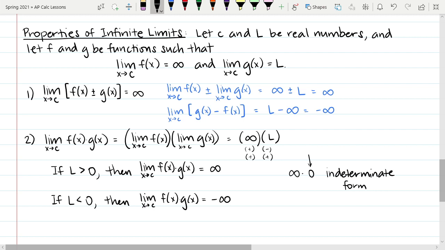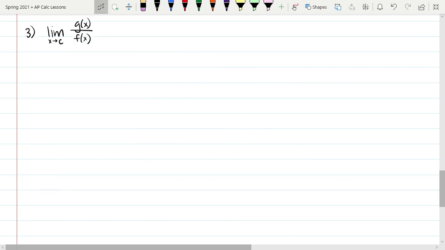All right, one more property here. This last property is the limit as x approaches c of, now pay close attention to the order here, g of x over f of x. Okay, specifically g of x over f of x. Now last week, again, you learned that if you have the limit of a quotient, that's going to be the quotient of their individual limits.